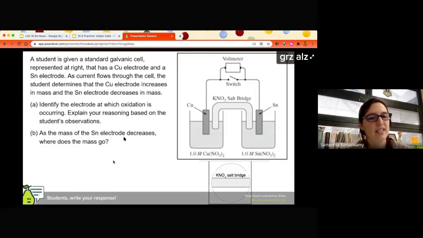And the nice thing about this is if you're not sure, you can always guess. It's not going to hurt to guess. But use the student observations. So I'll give you a hint here. Remember that the cathode increases in mass and the anode decreases in mass. So that should help with part A.